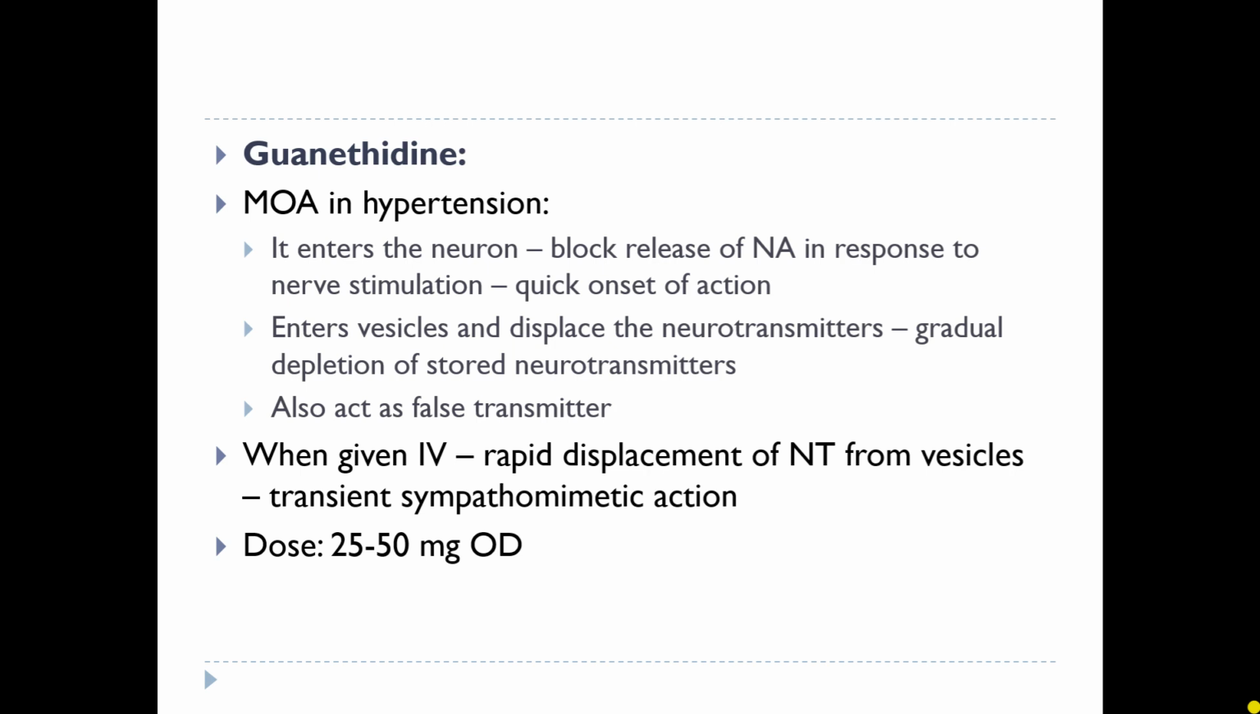Other is guanethidine. Its mechanism of action in hypertension is that it enters the neuron and blocks the release of norepinephrine in response to nerve stimulation. That is why it has a quick onset of action. It enters the vesicles and displaces the neurotransmitters, which leads to gradual depletion of the stored neurotransmitter. It also acts as a false neurotransmitter. When given IV, rapid displacement of the neurotransmitter from the vesicles occurs, which leads to transient sympathomimetic action which requires monitoring. So there is a transient rise in blood pressure followed by a sustained fall.